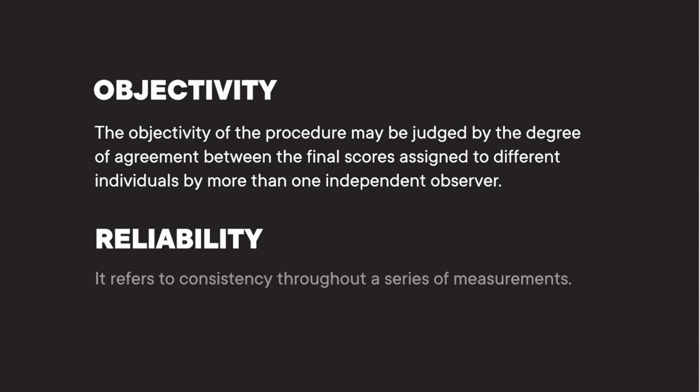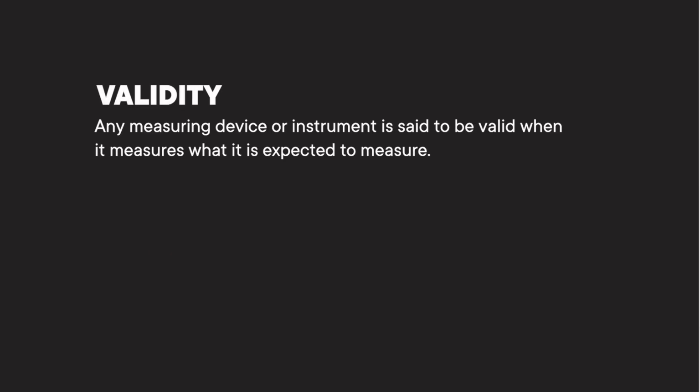Reliability here refers to the consistency throughout a series of measurements. So anytime you ask somebody, what is your name? It's supposed to be the same information coming, so that you can rely on the information the person is providing for you. Then we are talking about validity here, which is about whether the instrument is valid.